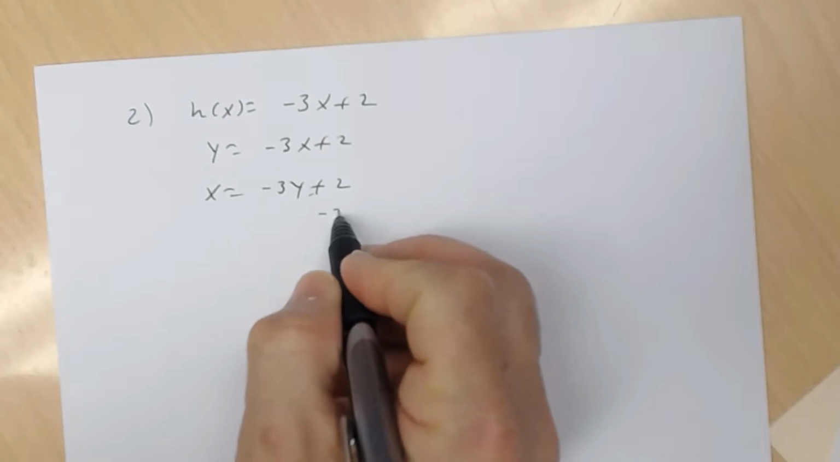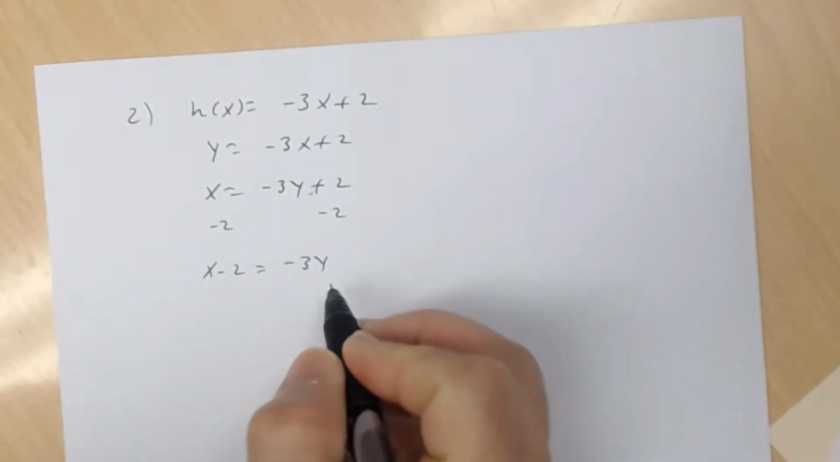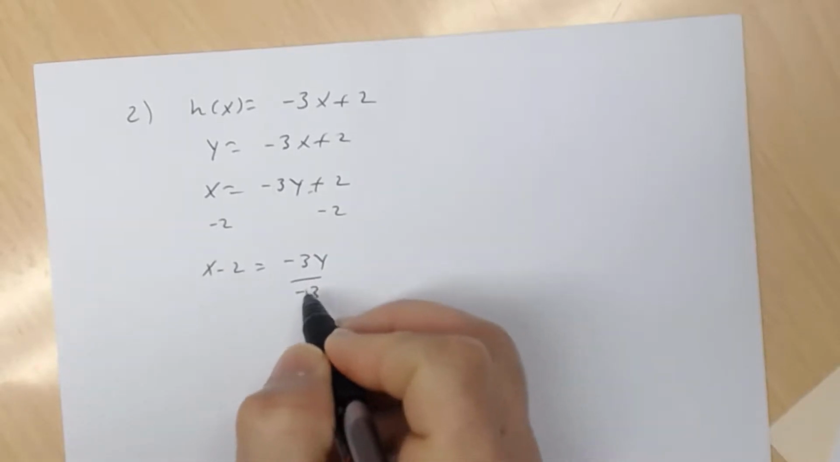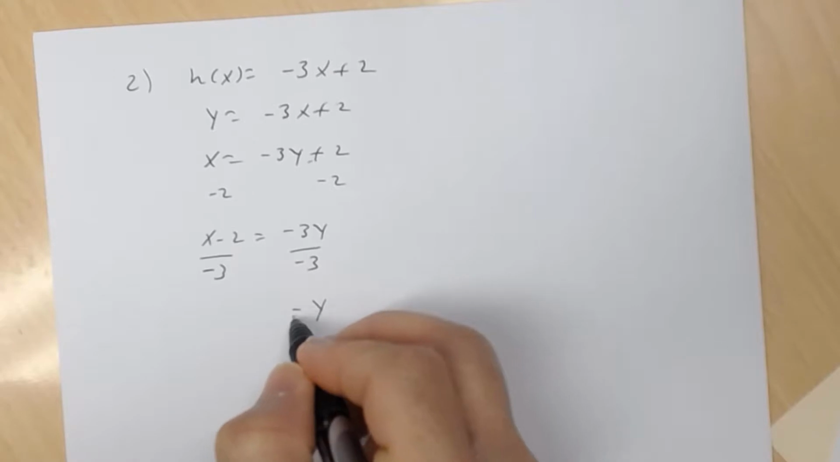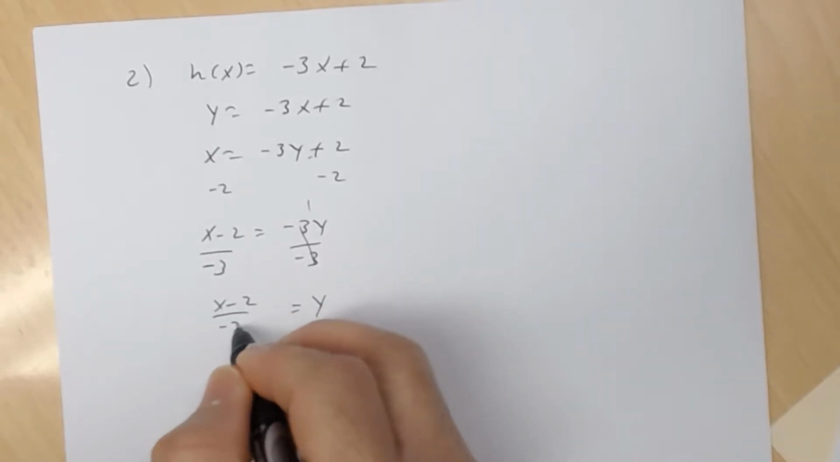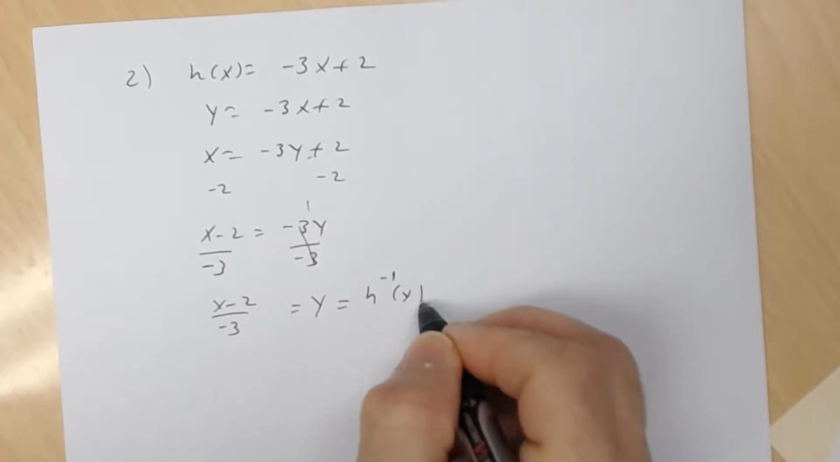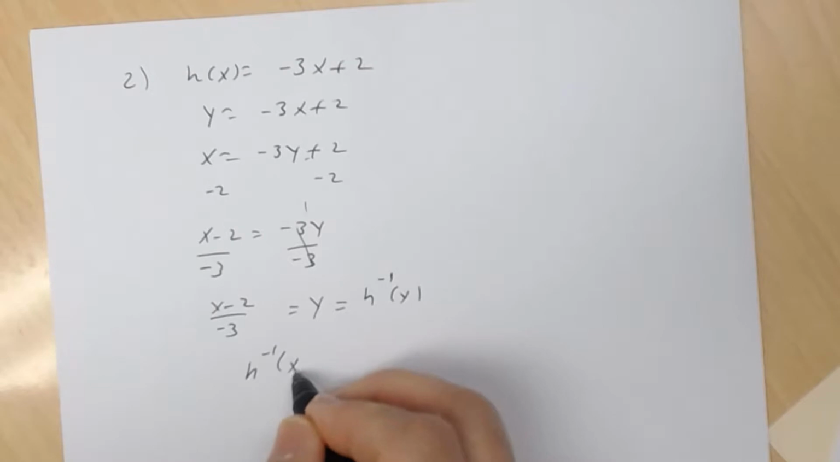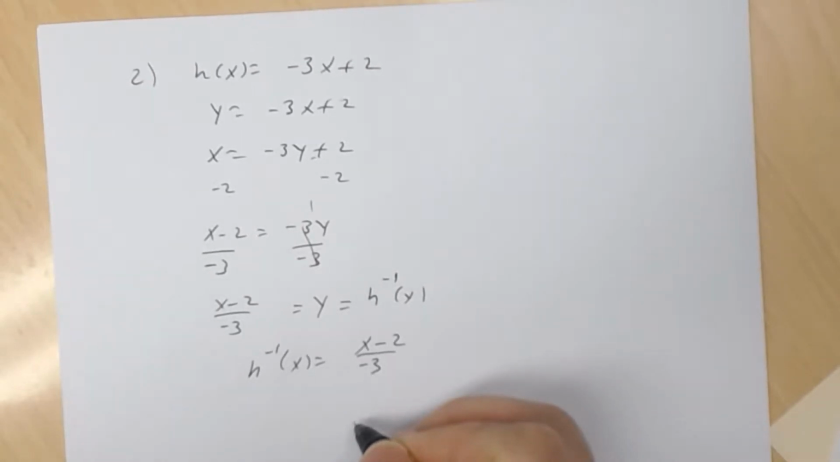So I'm going to subtract 2 from both sides, so I get x minus 2 equals negative 3y, and then divide both sides by negative 3. I get y equals x minus 2 divided by negative 3. And so there's your h inverse of x: h inverse of x equals x minus 2 divided by negative 3.